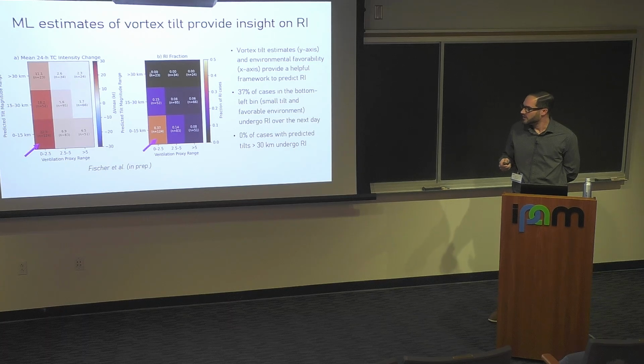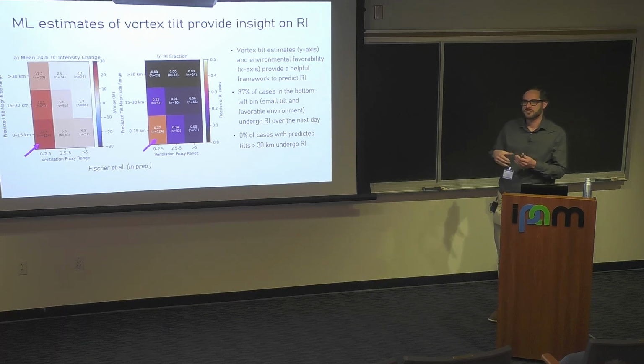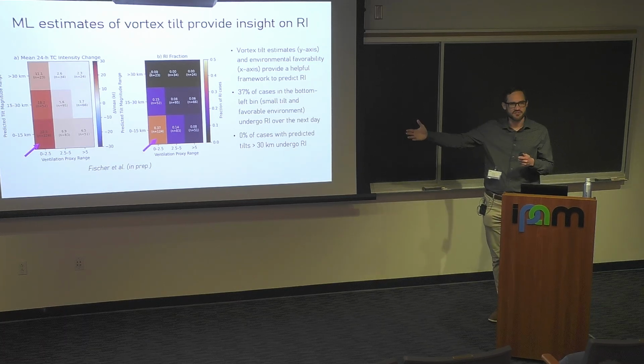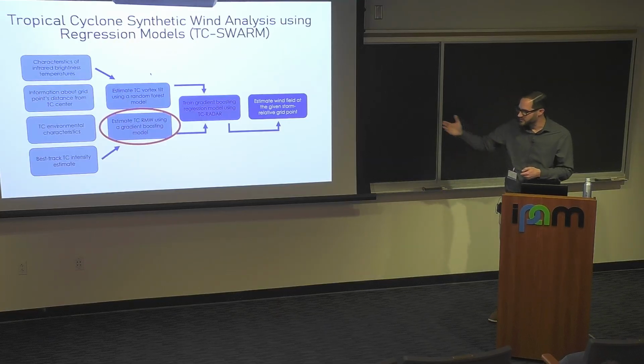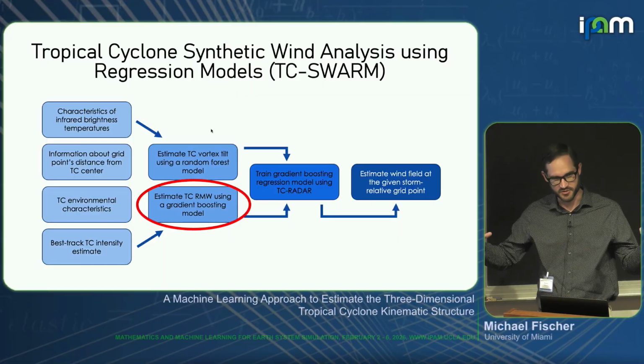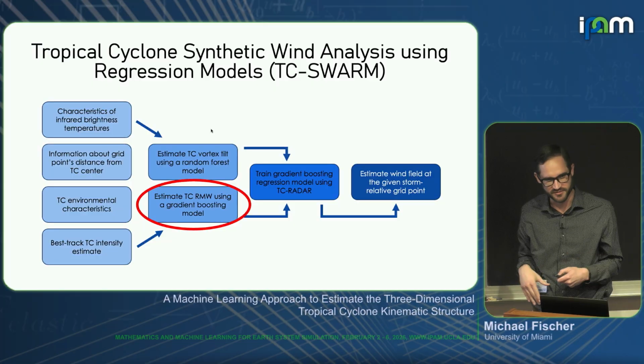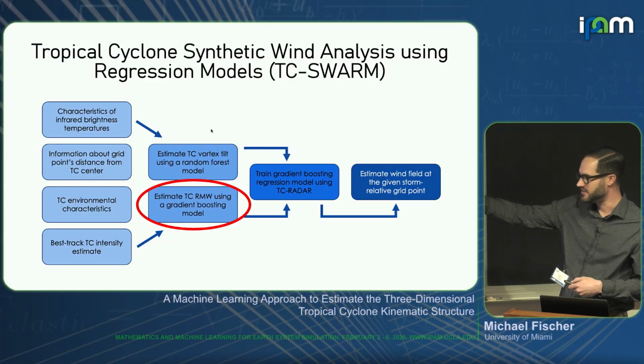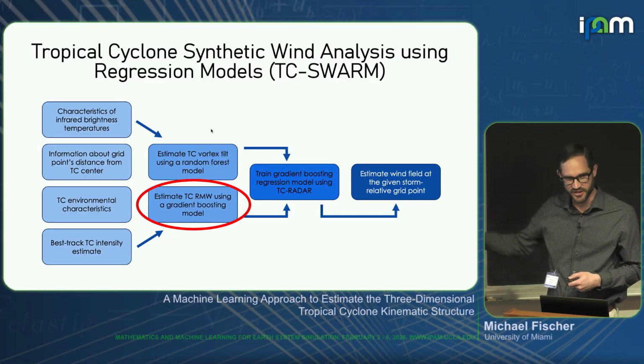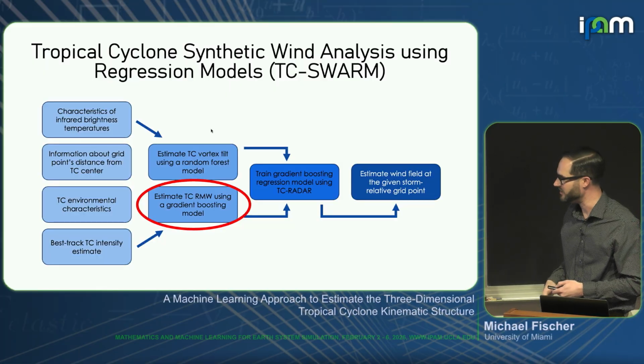So the purpose of these upstream models: this model provides information about the vertical structure of the vortex. This next model is going to provide information about the horizontal structure of the vortex, and then those are going to finally be used to predict the full 3-dimensional wind field. It turns out these upstream models help improve the accuracy of the final forecast. It's one of the key points here.